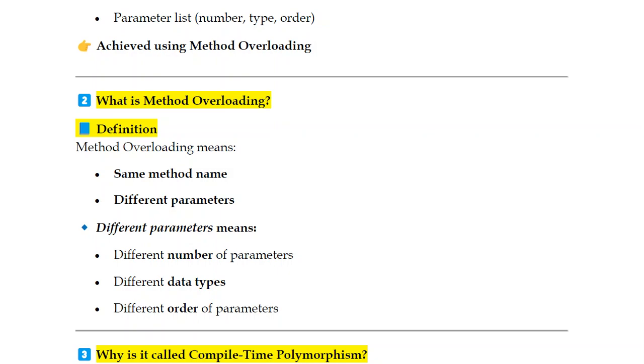Different parameters means they differ by the number of parameters, different data types, or a different order of parameters. All these things I will discuss one by one with examples. Before that, we'll take a real-time example.